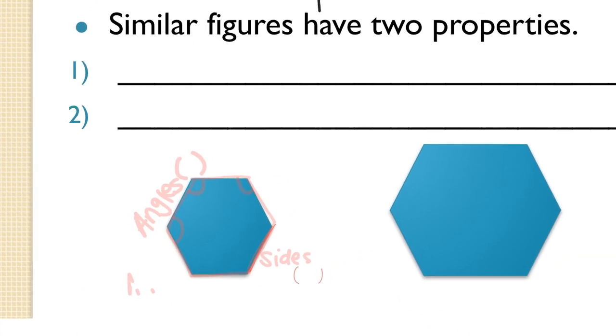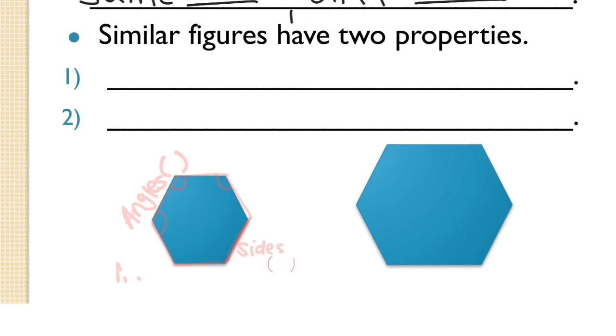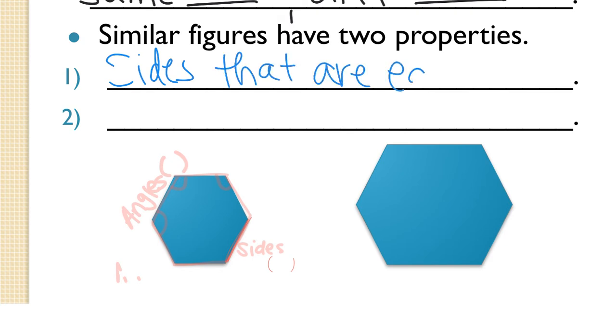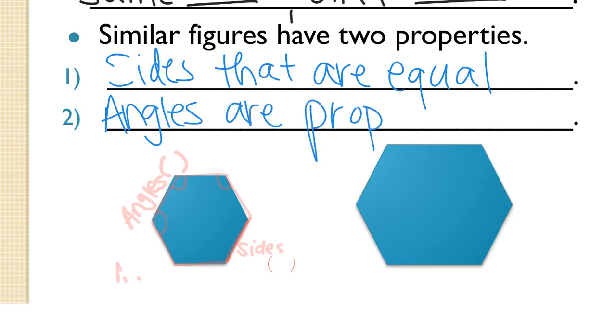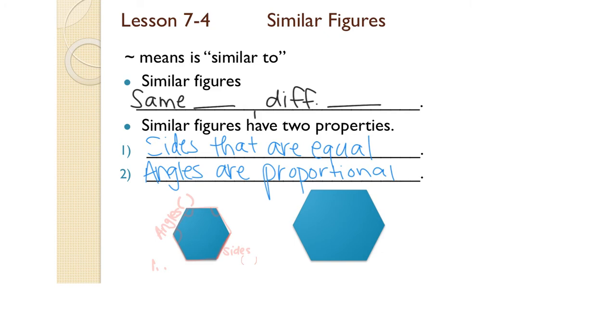So now let's go back up here to the two lines we left blank. If you look at your similar figures, they have two properties, okay? So similar figures have sides that are equal, and they have angles that are proportional. Proportional means the same thing as equal, okay? So make yourself a note if you don't understand that.